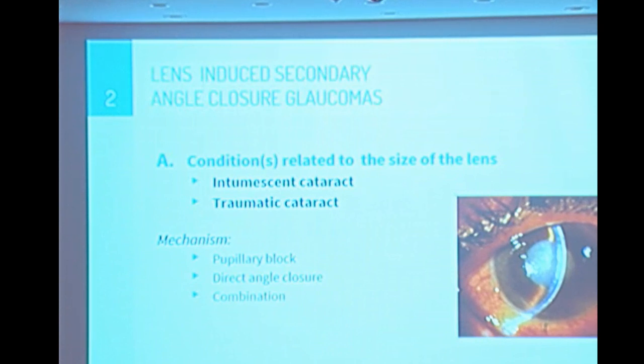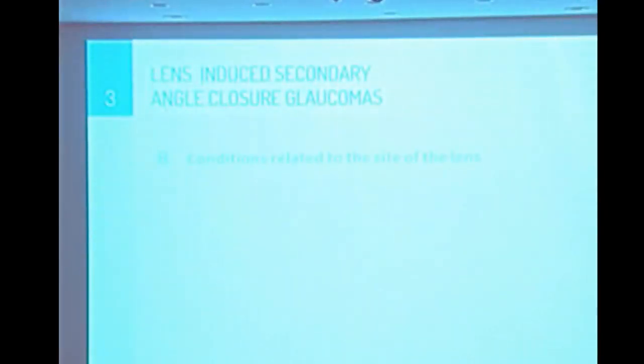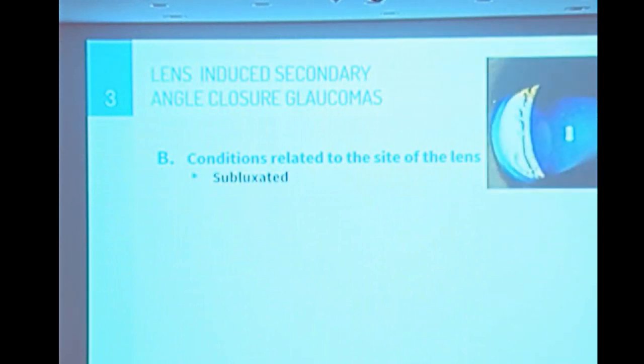And on most occasions it is both of them, that the induced glaucoma is due to first pupillary block, second direct tamponading of the angle, giving the classical form of phacomorphic glaucoma. Or the lens can be a cause of glaucoma due to its site.